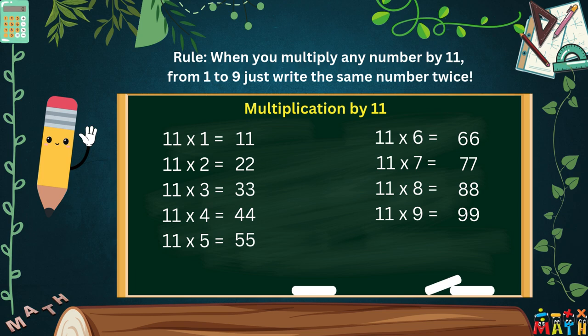11 times 6 equals 66. 11 times 7 equals 77. 11 times 8 equals 88. 11 times 9 equals 99. 11 times 10 equals 110.